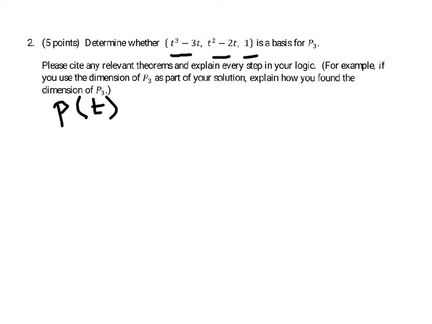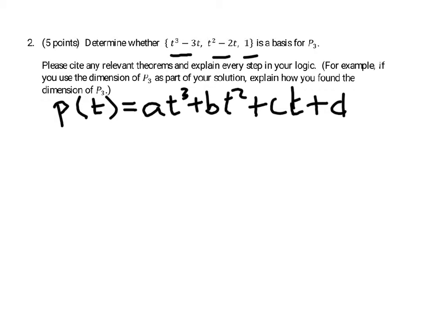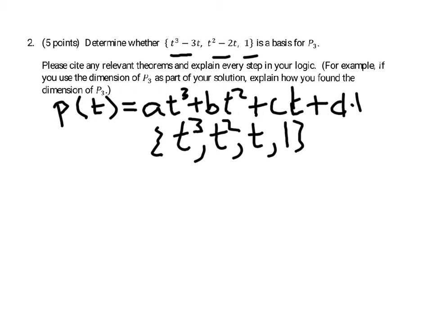So any polynomial in P3 has this form. It's something times t cubed plus something times t squared plus something times t to the first, and then plus possibly some constant. So I'm going to write d times 1 here. What I've written here for p of t is actually a linear combination of the polynomials t cubed, t squared, t, and just any constant, but I've chosen 1 here. You could put any number there.